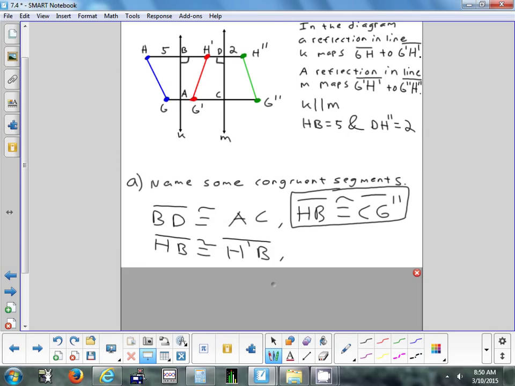GC, G prime C. All right, so he's talking about that segment. And HB. Okay, I'm not sure how you got that one. Or BH prime. Let me mark some. That's the same as that. You could say this segment is the same as that segment. This segment up here is the same as that segment. So then A and G prime, and A and G are the same.